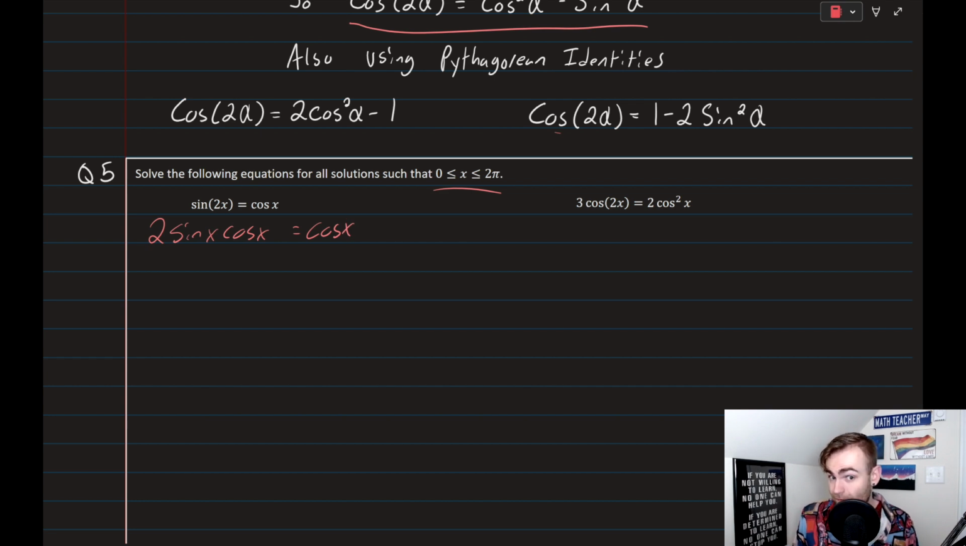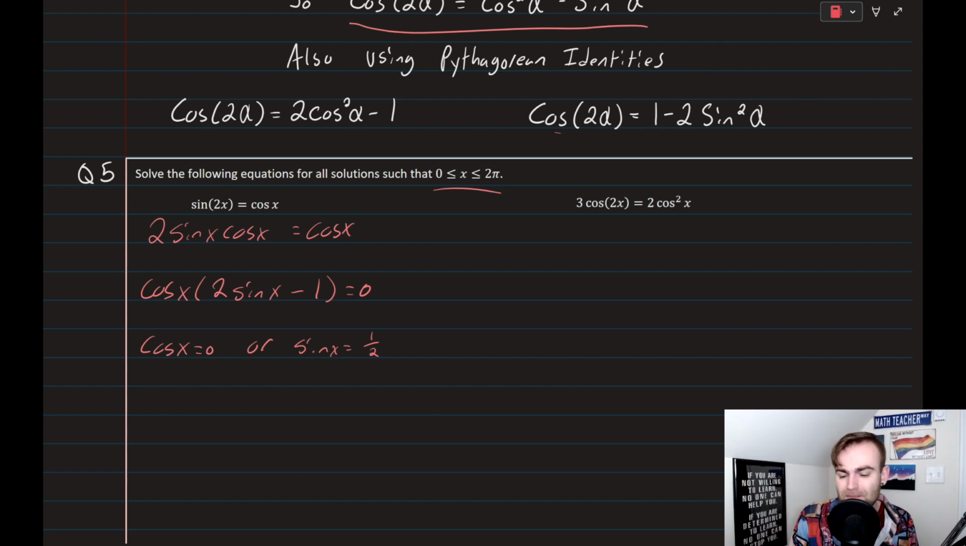Now we have to be careful. I can't divide by cosine because there are values of x that cause cosine to be 0. So I need to subtract and factor. So what I'm going to do is I'm going to do that in one step. Cosine x times 2 sine x minus 1 is equal to 0. So either cosine x is equal to 0 or sine x is equal to 1/2. Those are the two possibilities.